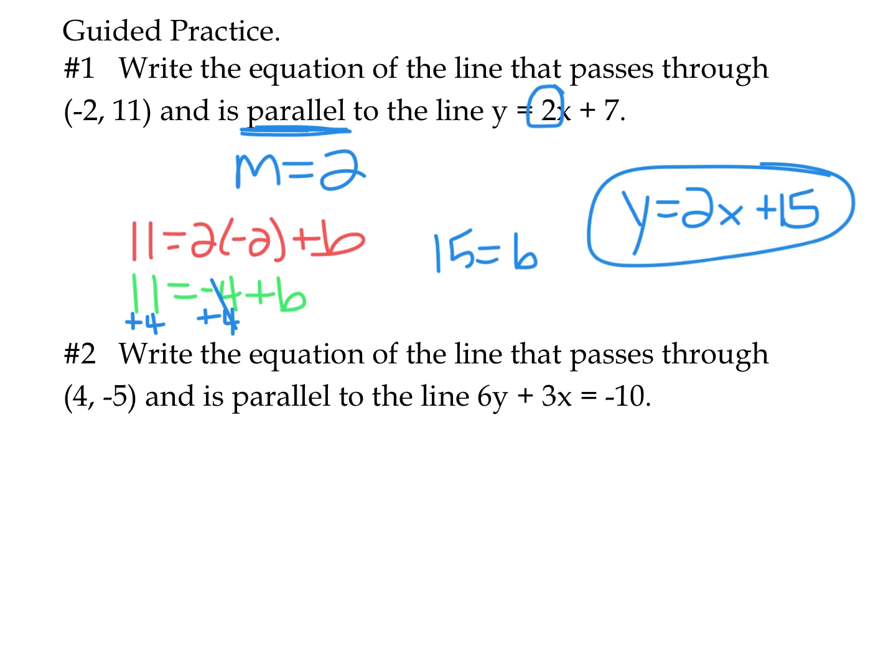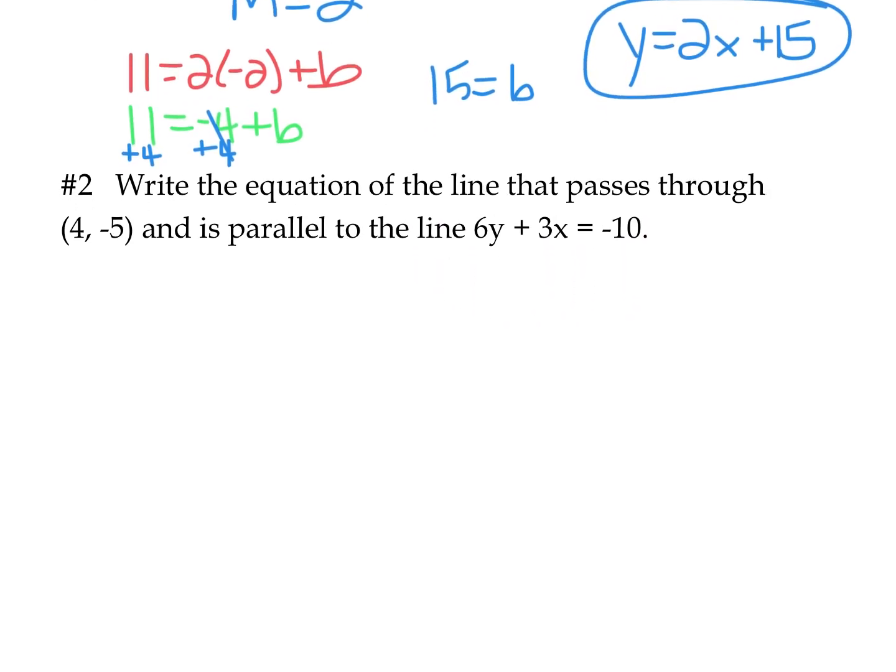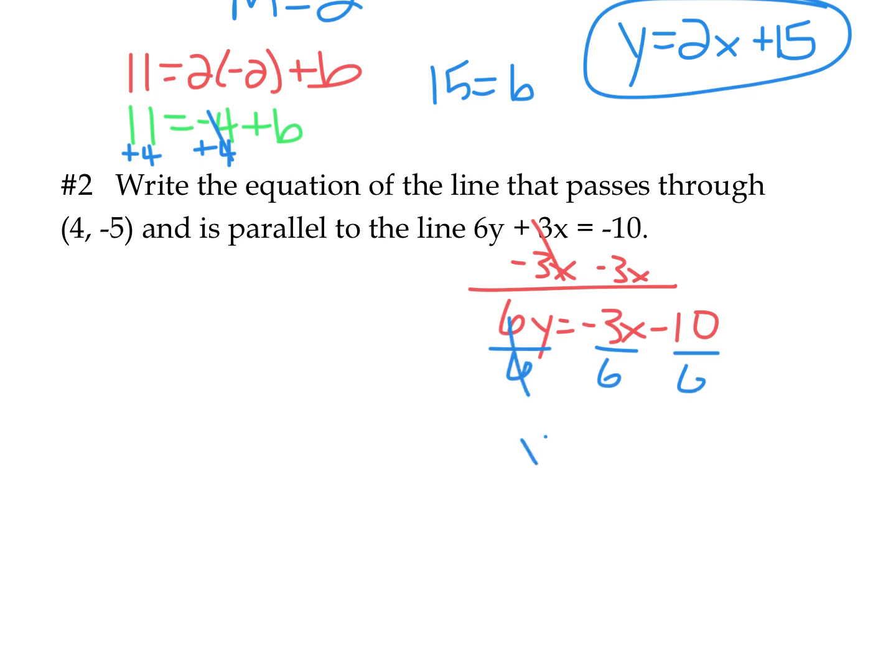In this next example, write an equation of a line that passes through the point 4, negative 5 and is parallel to the line 6y plus 3x equals negative 10. Here I need to figure out what the slope of this line is. So I need to take 6y plus 3x equals negative 10 and solve it for y. The slope I won't know until I get into y equals mx plus b form. So I have 6y equals negative 3x minus 10. Now if I divide everything by 6, I get y equals negative 3 over 6x minus 10 over 6.